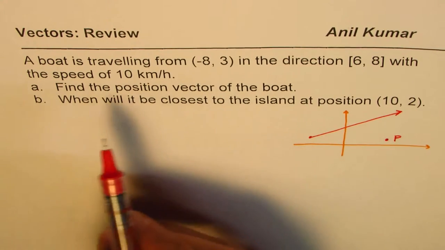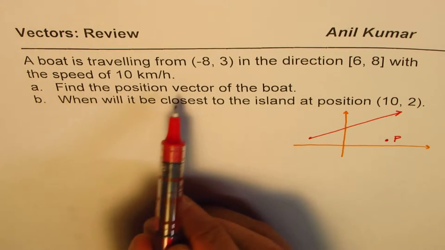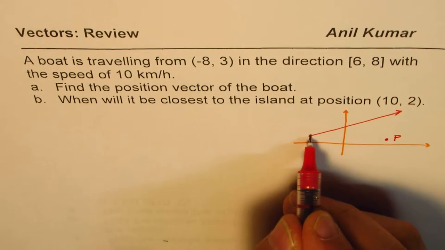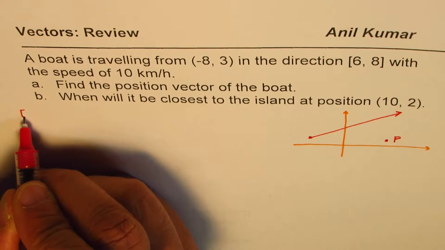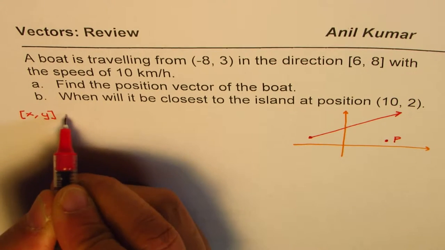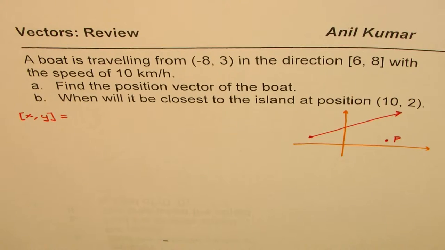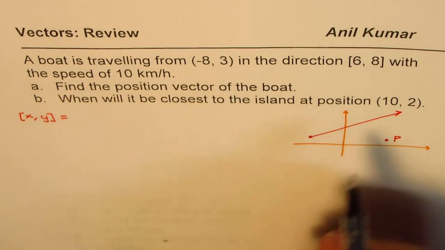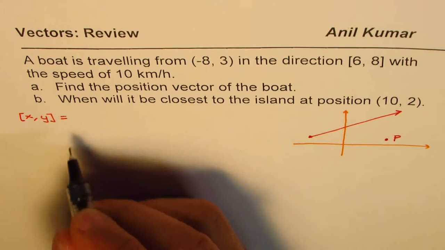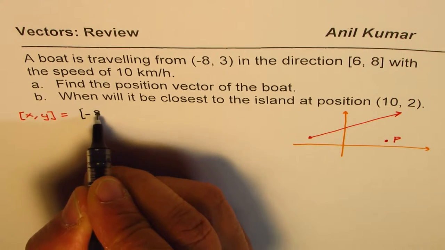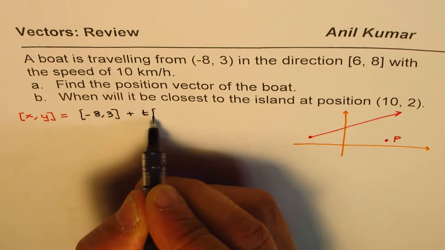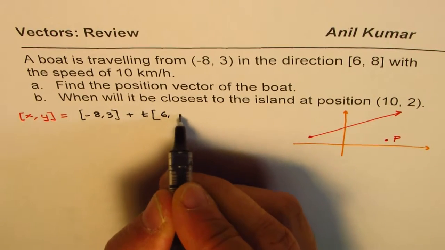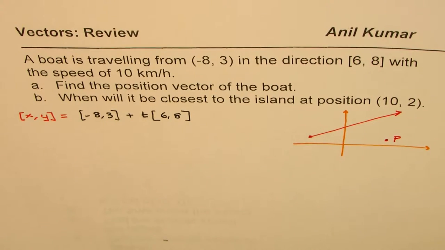Now, first part of the question is, find the position vector of the boat. So the position vector of the boat, let's say (x, y), should be equal to what? An initial point, one of the points on this line, (-8, 3), plus some parameter t times the direction, which is (6, 8). So that becomes the position vector of the boat.